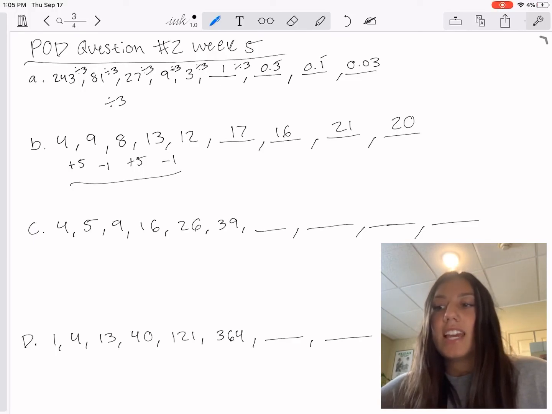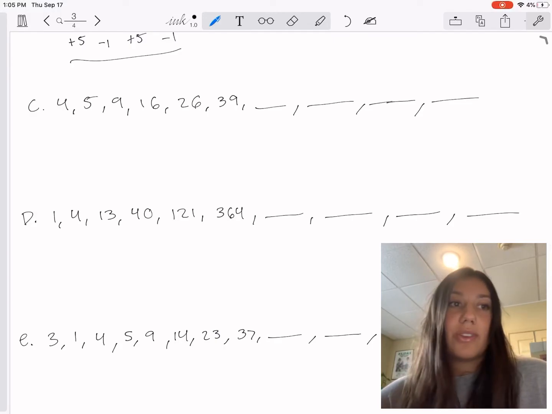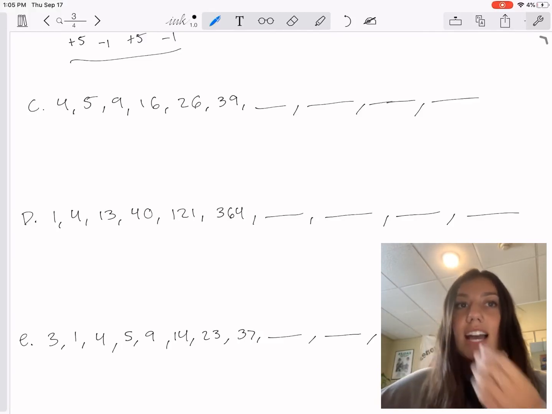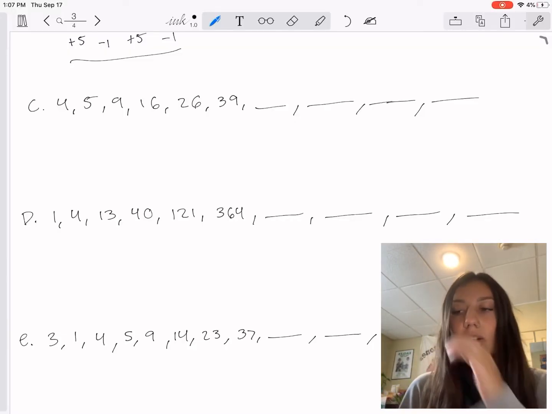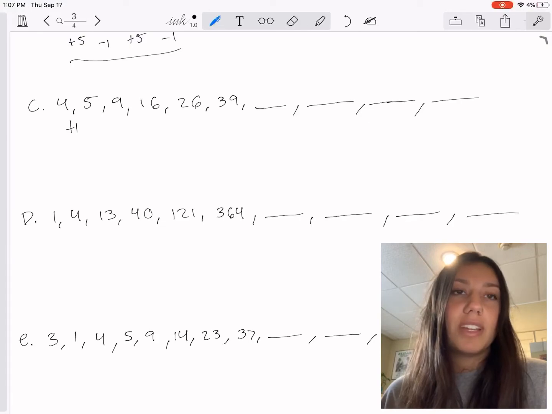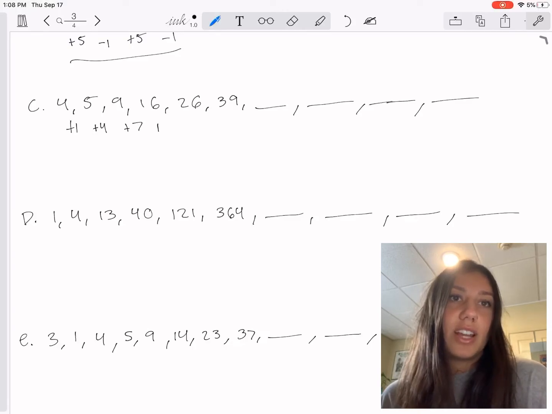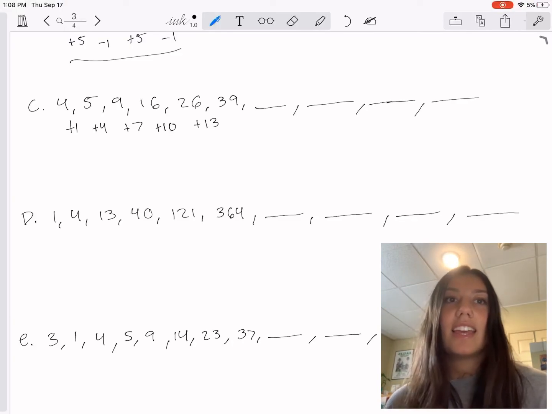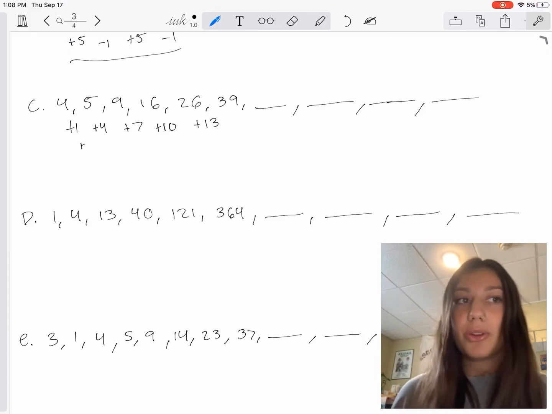And then for letter C, this was a 2-layered problem, and I wrote the differences again. So I saw 4 plus 1 is 5, 5 plus 4 is 9, 9 plus 7 is 16, 16 plus 10 is 26, and so on. I wrote all the differences out to see if I could see anything. And obviously that's not the pattern, there's something with those adding numbers.